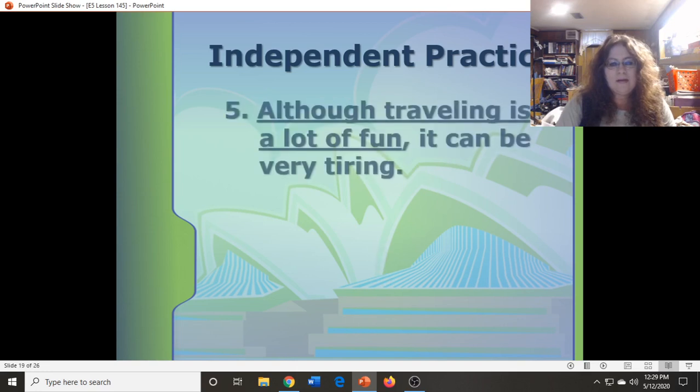Number 5, although traveling is a lot of fun, it can be very tiring. Find the subordinating conjunction. Hopefully this is getting a little easier at this point. The subordinating conjunction is although. Look at the underlined words: although traveling is a lot of fun. So, it starts with a subordinating conjunction. It cannot stand alone as a sentence, so it is dependent.